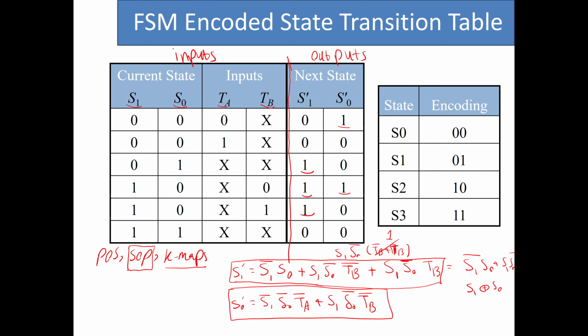So this was how to use the sum of product form to get to the Boolean equations. If you want to do it using K-maps, what you basically need to do is to create the K-map. Here, since we have 4 inputs, we need to write a 4x4 table. So we have S1, S0 here, and then TA, TB representing the rows, S1, S0 representing the columns.